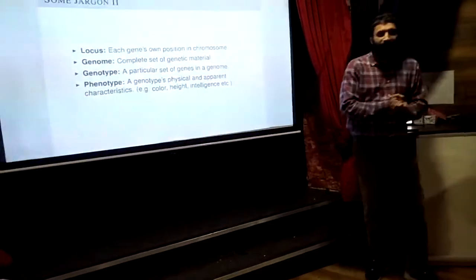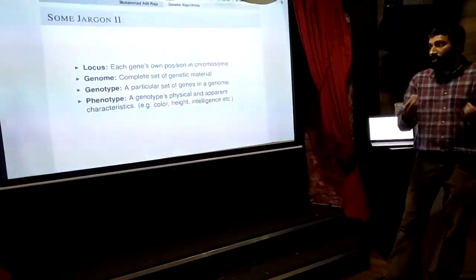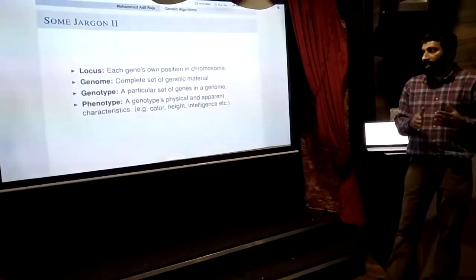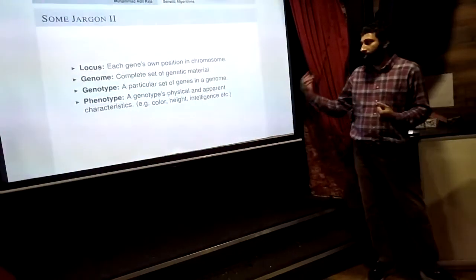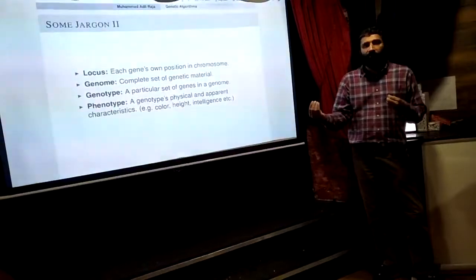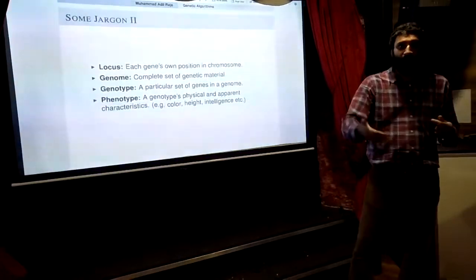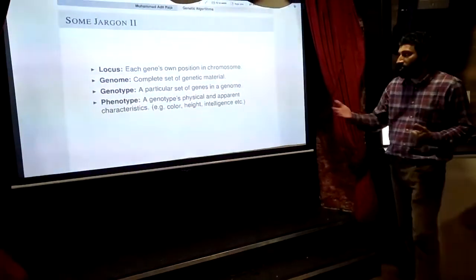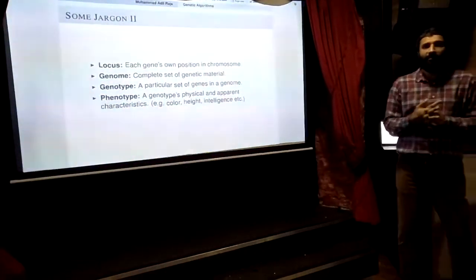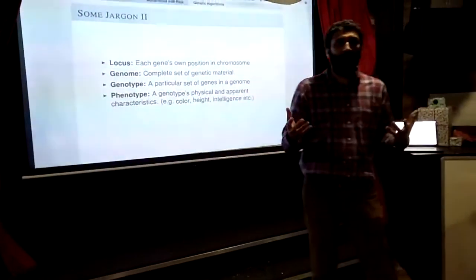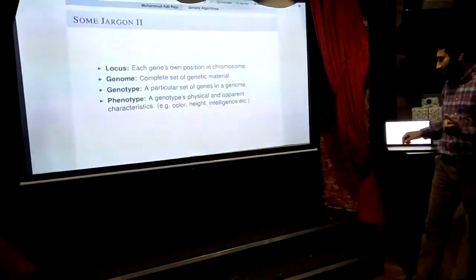And we are left with a little bit of jargon. Each gene's own position in the chromosome is known as locus. Genome is the complete genetic material. A genotype is a particular set of genes in a genome. And phenotype: every genotype translates into a physical structure, right? And that is known as the phenotype. So the physical and apparent characteristics, such as color, height, intelligence, etc., manifest themselves in the behavior or appearance or physical properties of an organism. So that is the phenotype.